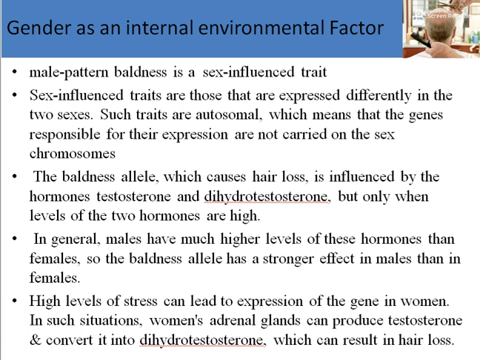If we consider sex influenced traits, they are considered to be autosomal. That is, they are coded by what? The somatic chromosomes, not by the sex chromosomes. Okay. So, such traits which are expressed differently in the two sexes are considered sex influenced traits.